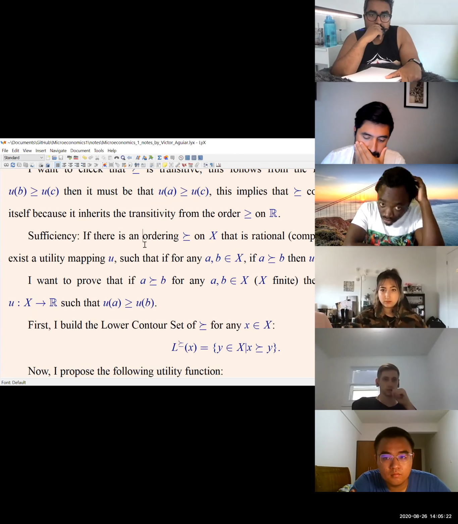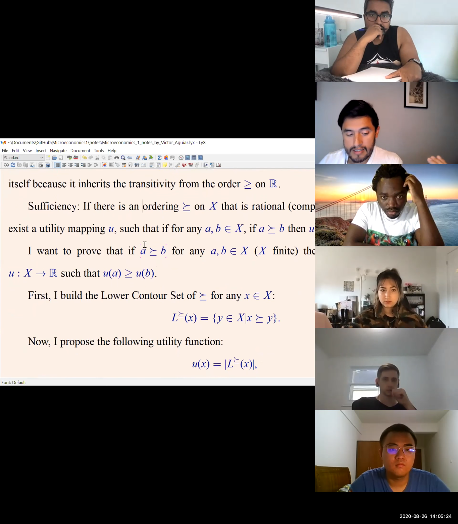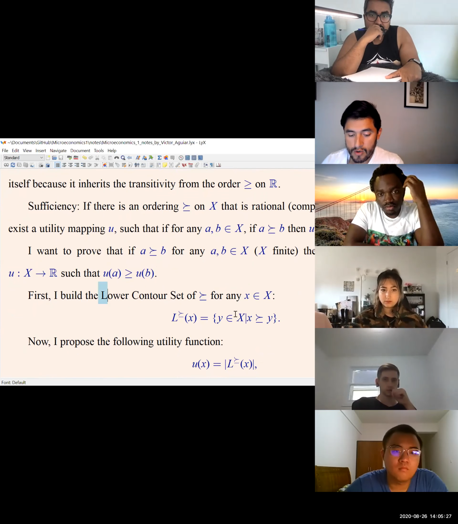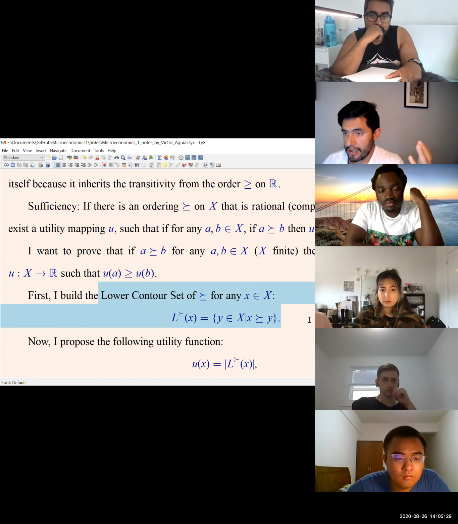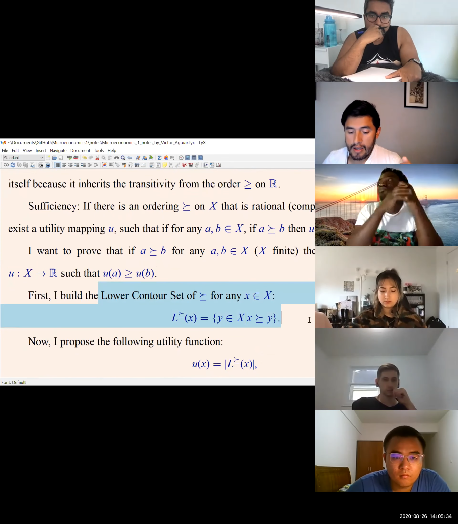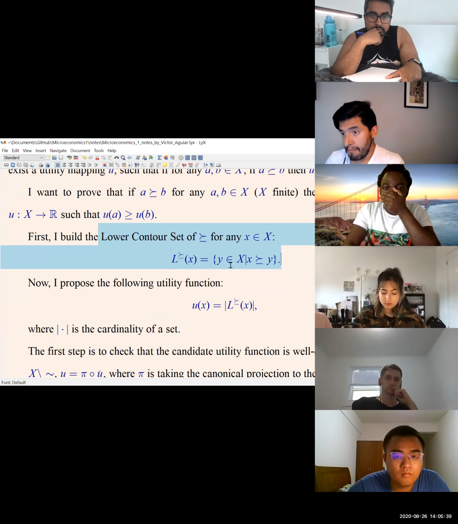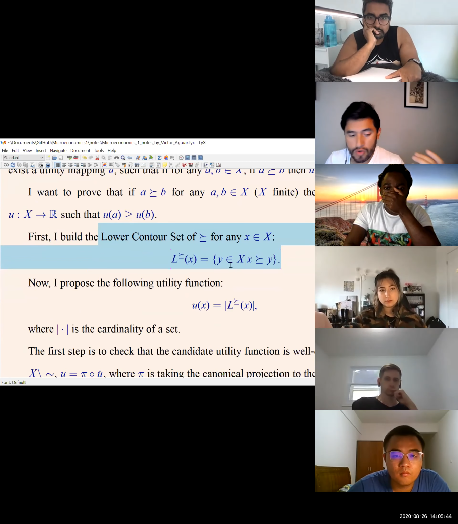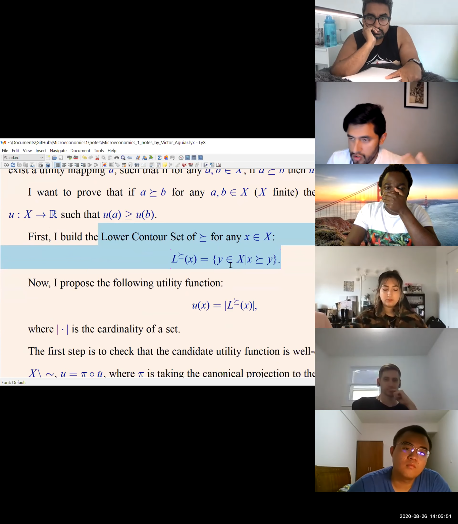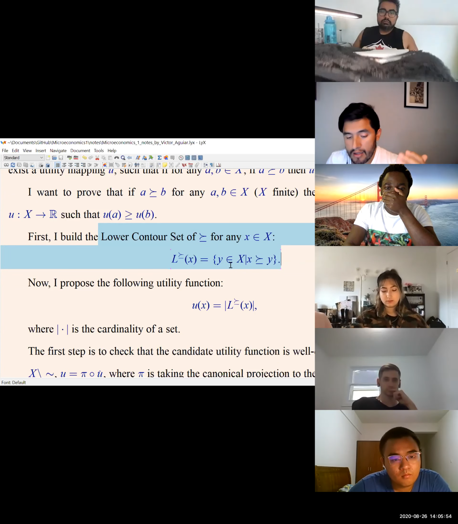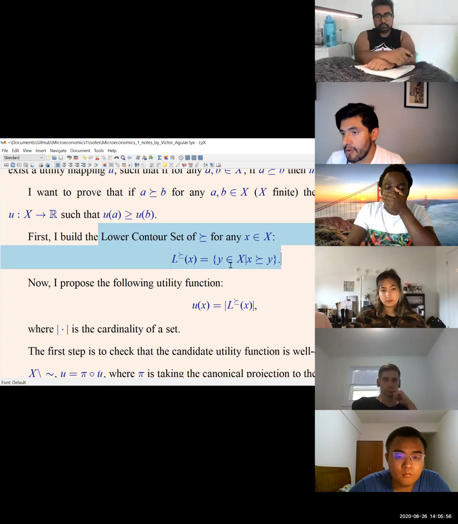Good. So the thing I want to do is basically construct the lower contour set of the preference relation. So fix any item X and then build a lower contour set. The lower contour set, as I mentioned before, is the set of all Y's such that X is better than Y. Okay, good. Now I give you a utility function. This one comes from my mind, right? I created it. I want it to be so. So it's not a step in the proof, right? And this utility is just the cardinality of this set.